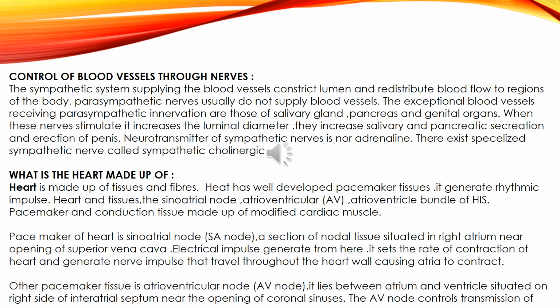Control of blood vessels through nerves. The sympathetic system supplying blood vessels constricts the lumen and redistributes the blood flow to regions of the body. Parasympathetic nerves usually do not supply blood vessels. The exceptional blood vessels receiving parasympathetic innervation are those of the salivary gland, pancreas and genital organs. When these nerves are stimulated, it increases the luminal diameter, increases the salivary and pancreatic secretion, and causes erection of the penis.